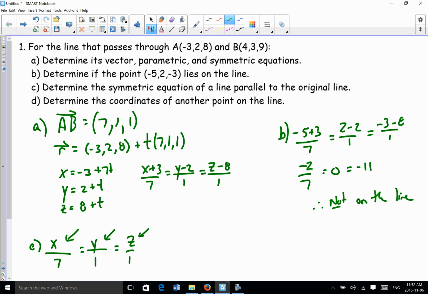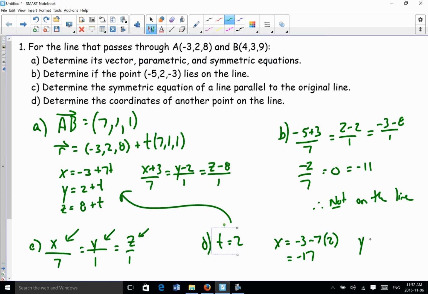In part D, determine the coordinates of another point on the line, assuming it's back to the original line. So if we want to find a point on that line, we can pick any parameter we want. Let's see what happens when t is 2. We'll plug that back into our parametric version, and we'll end up with x equals -3 plus 7 times 2, which is 11. We'd end up with y equals 2 plus 2, which is 4. And we'd end up with z equals 8 plus 2, which is 10. So a point that's on this line: (-17, 4, 10).